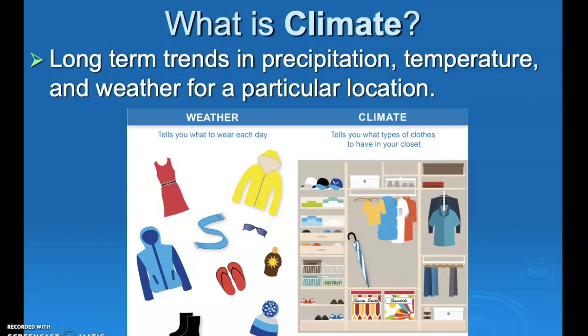Now, weather tells you what to wear each day. So weather is going to be those daily changes in the atmosphere. And what you wear due to the weather changes every single day. You might need a rain jacket one day and then shorts and a t-shirt the next day. So climate is long-term trends, weather are daily changes.